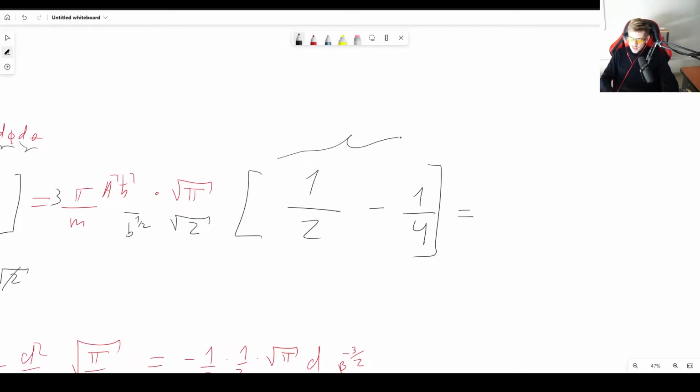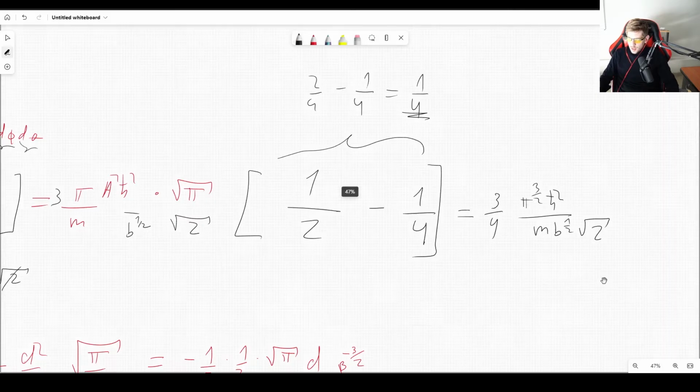And what is this? This is going to be 1/2, or basically 2/4 minus 1 over 4. So this is positive 1 over 4. So we get 3 over 4, right? This one, times pi to the 3 halves, h bar squared m b to the 1/2 square root of 2.